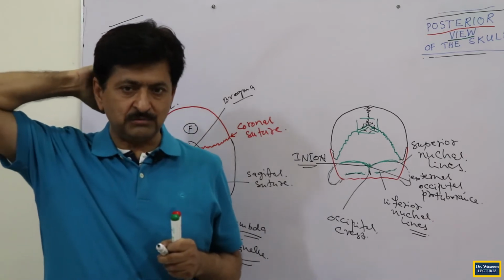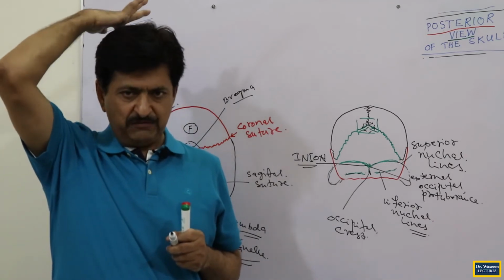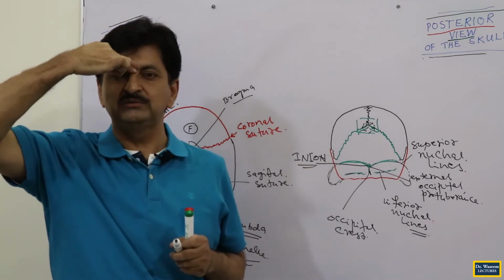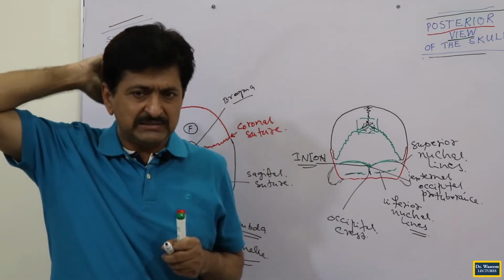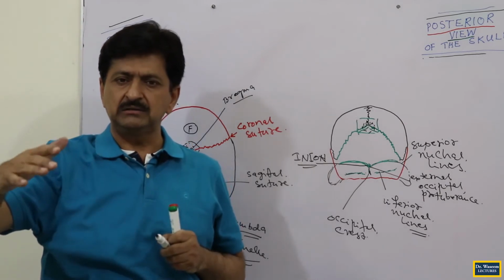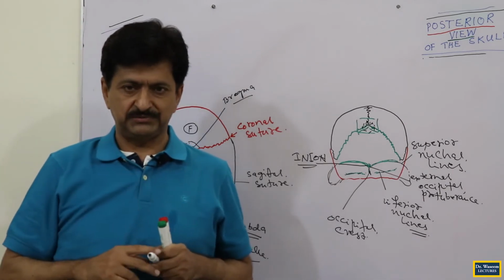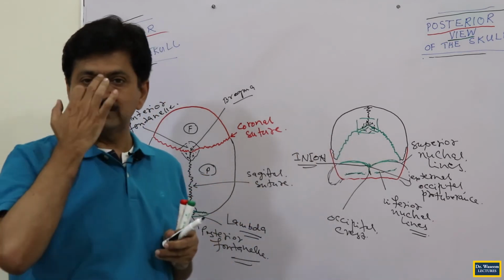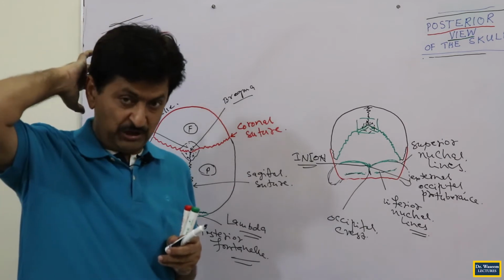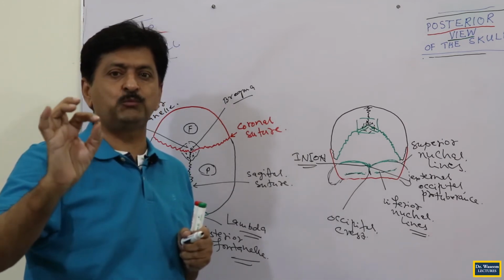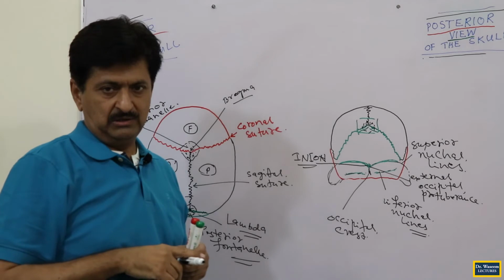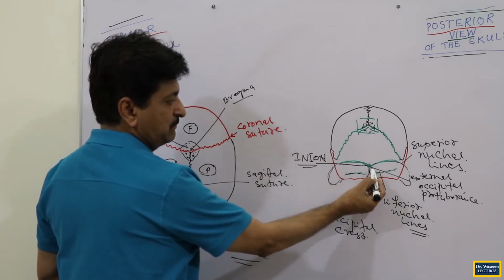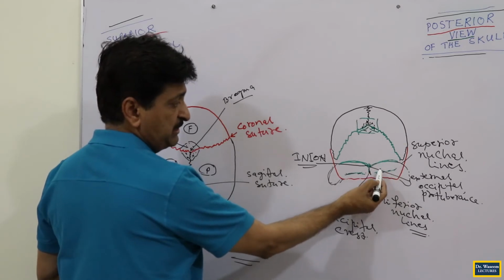If you touch the inion and travel anteriorly in the midline, you will stop at the nasion. This is the part which is called the scalp. The rest of it is called the face. So we have the nasion and the inion, the most prominent point of the external occipital protuberance. We also have these superior and inferior nuchal lines.